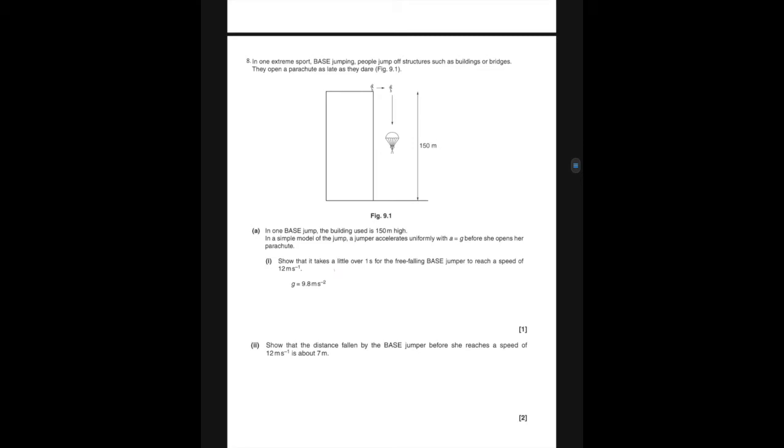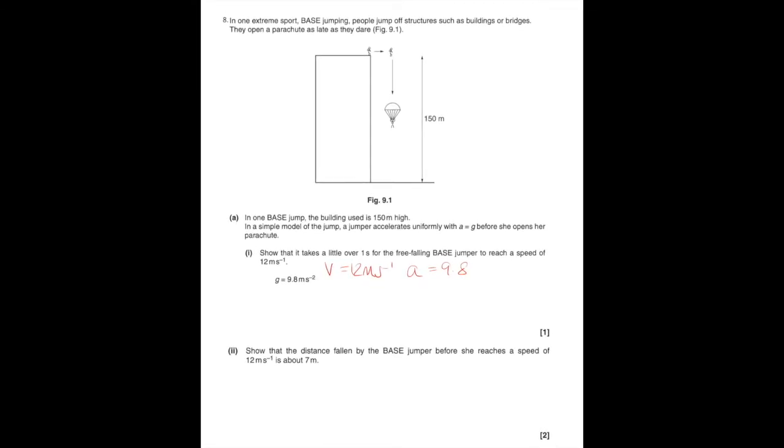So this isn't quite SUVAT, but you can see what we've got here is a velocity of 12 meters per second, and an acceleration of 9.8. What we are after here is time. If you remember, acceleration is change in velocity over time, and therefore time is our change in velocity, which is 12 meters per second, because they're going from 0 to 12, divided by the acceleration, which is 9.8, which gives us 1.22 seconds, which is just over 1 second.